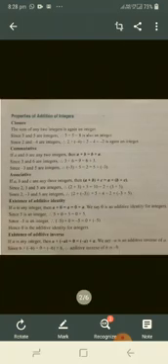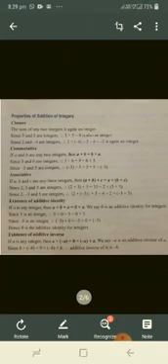Next one, properties of addition of integers. First one, closure property. The sum of any two integers is again an integer. For example, if you add any two integers 3 and 5, you will get 8. That is also an integer. If you add another two integers 2 and minus 4, you will get minus 2. That is also an integer.